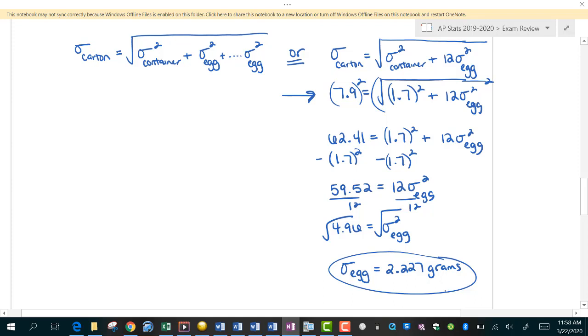So it's quite a bit of algebra for this problem. I would say a lot of this portion right here, you don't necessarily need to show all of that. Those steps that you're just doing in your calculator, you could probably omit.